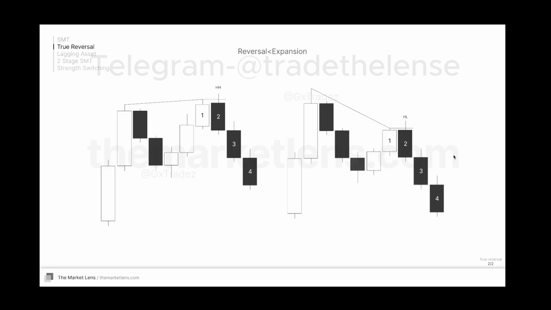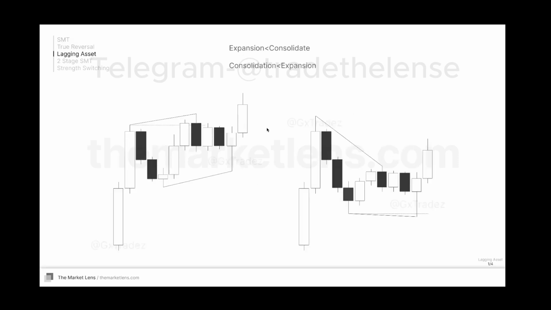Because markets, when they expand, all assets need to be correlated, right? So if this asset is not showing the willingness to trade away, well, they're not correlated, right? So for a true reversal, all assets need to be in agreement, in support of some sort of reversal or expansion, right? So all assets need to expand in order to expand. Correlated markets, right?